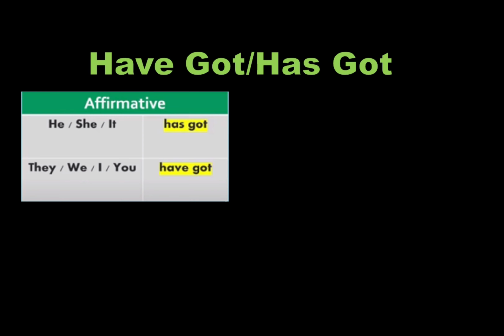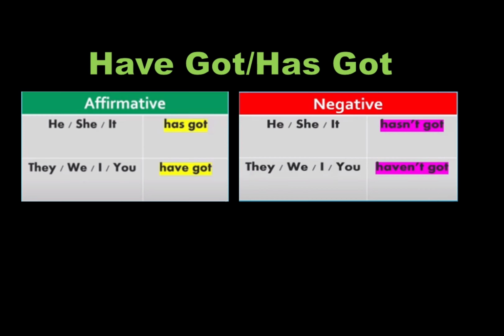Here's a table for your reference when you're writing affirmative statement. Look at the subject pronouns. If the subject pronouns is he, she, it, then we use has got. If the subject pronouns is they, we, I, you, we use have got instead. Same goes to the negative statement. When the subject pronouns is he, she, it, we use hasn't got. If the subject pronouns is they, we, I, you, then we use haven't got instead.